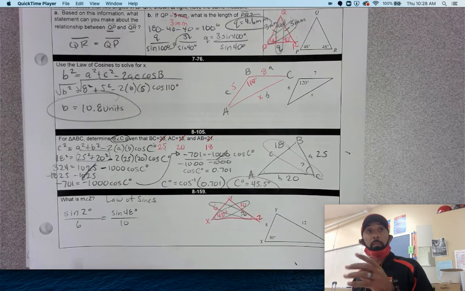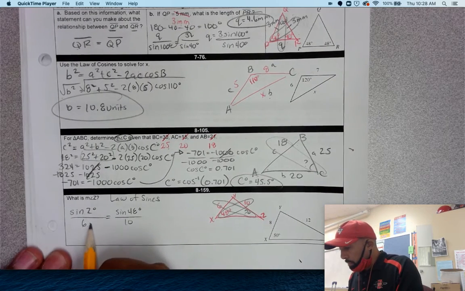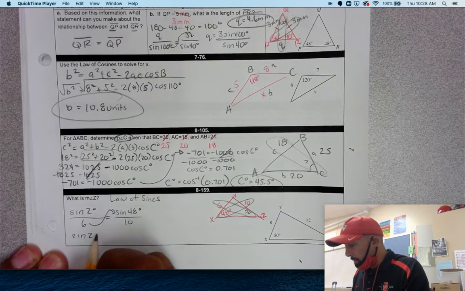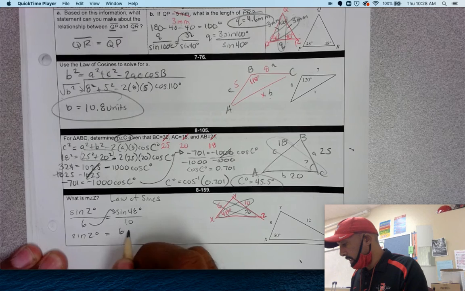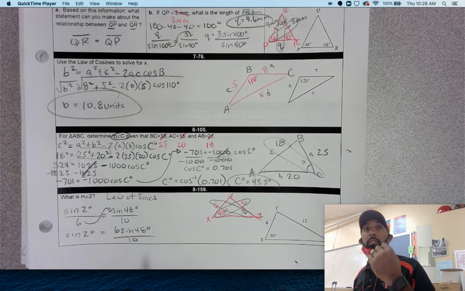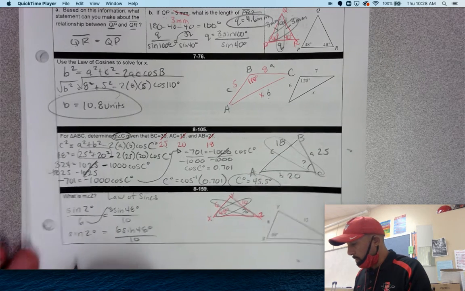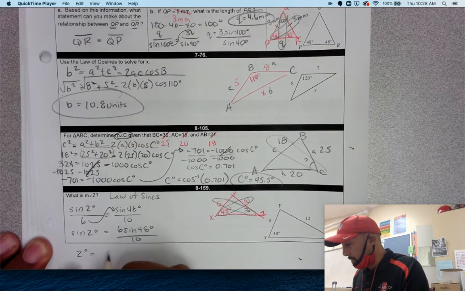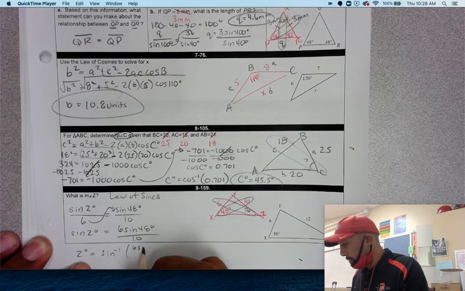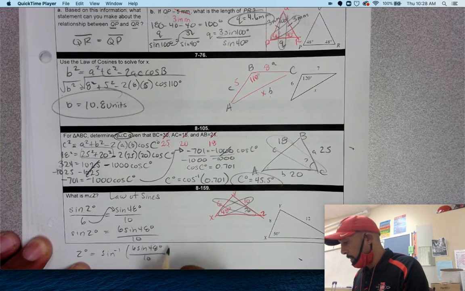So I'm going to use my little shortcut here. I'm just going to move that 6 up to the top. Now sine of angle Z is equal to 6 times the sine of 48 degrees over 10. And then the last part is I want to do the inverse function because I'm looking for the angle. So the angle Z is equal to the sine inverse of 6 times sine of 48 degrees divided by 10.